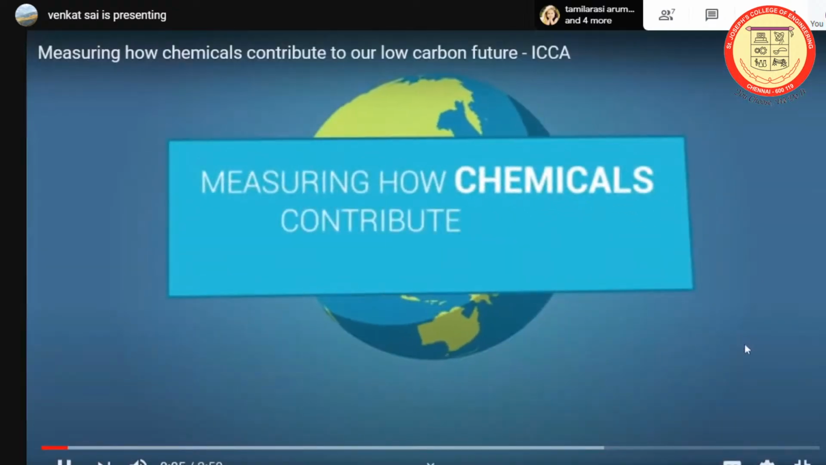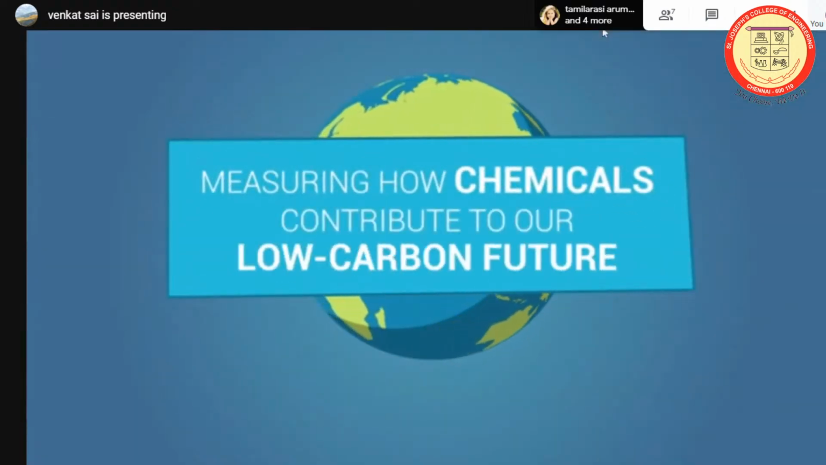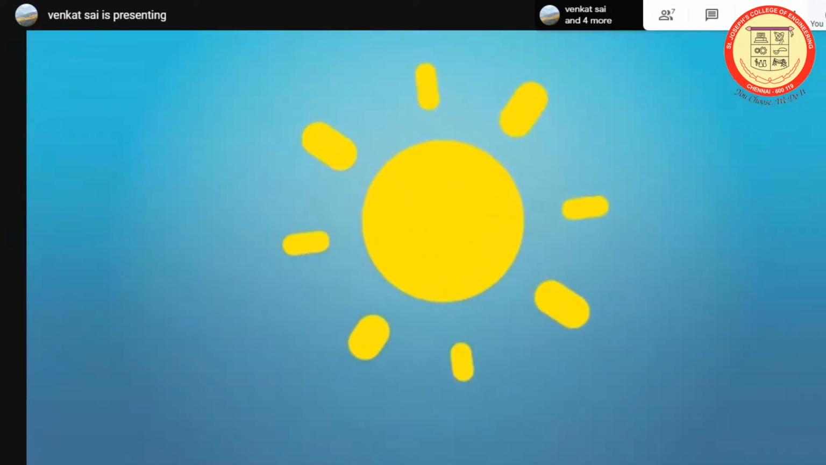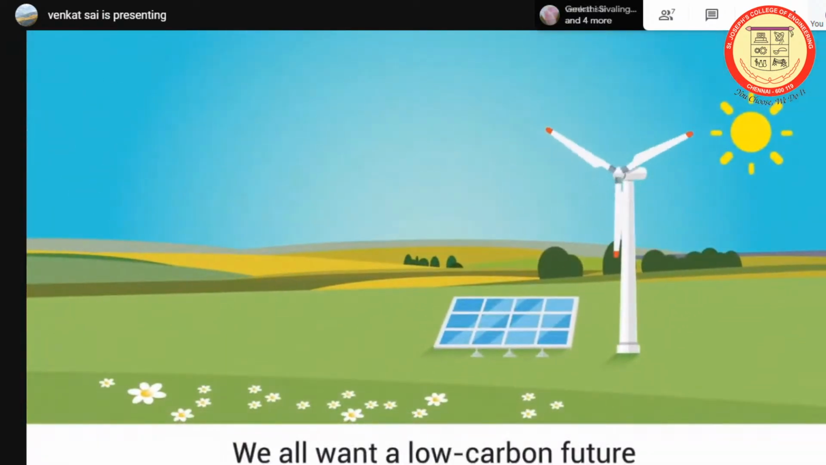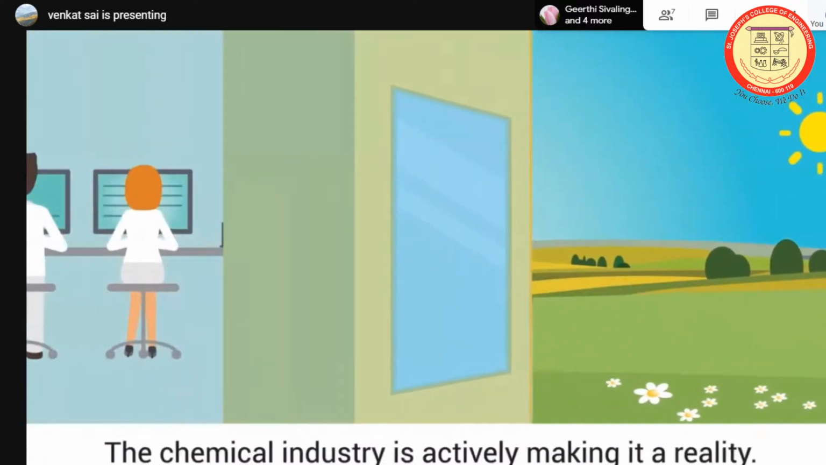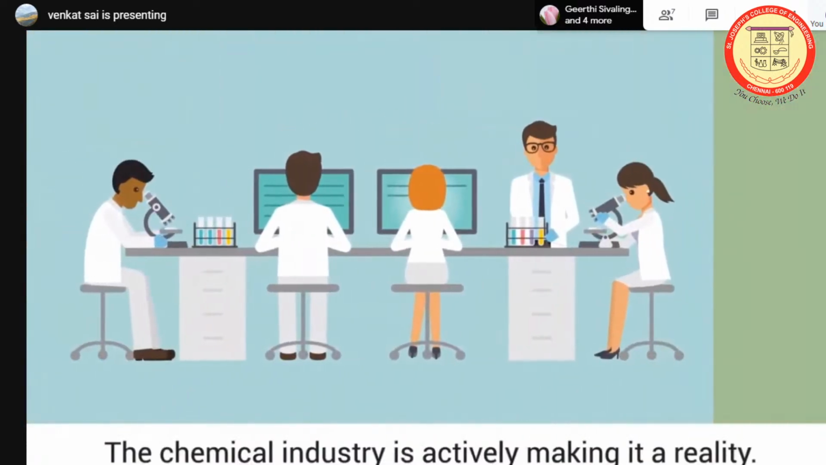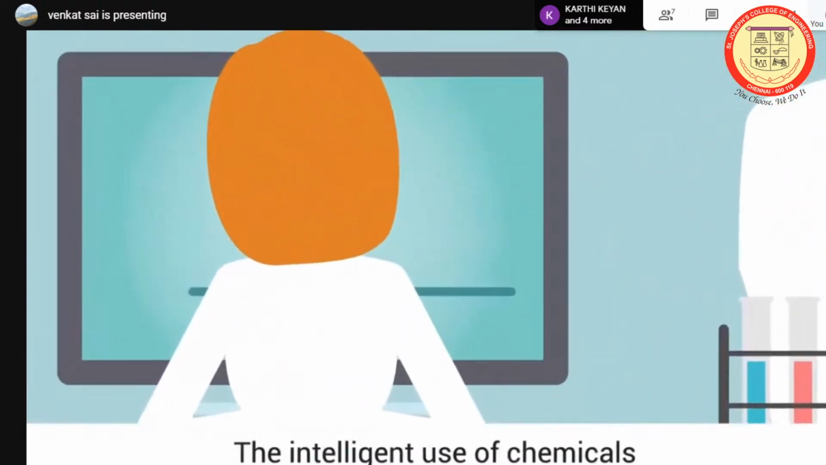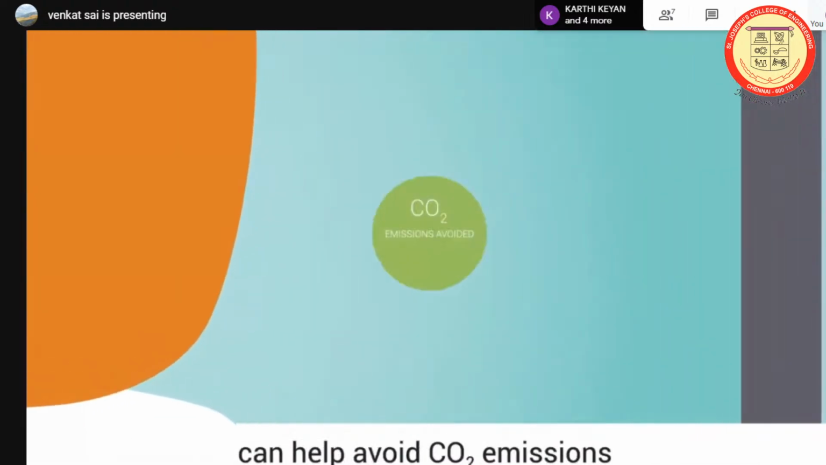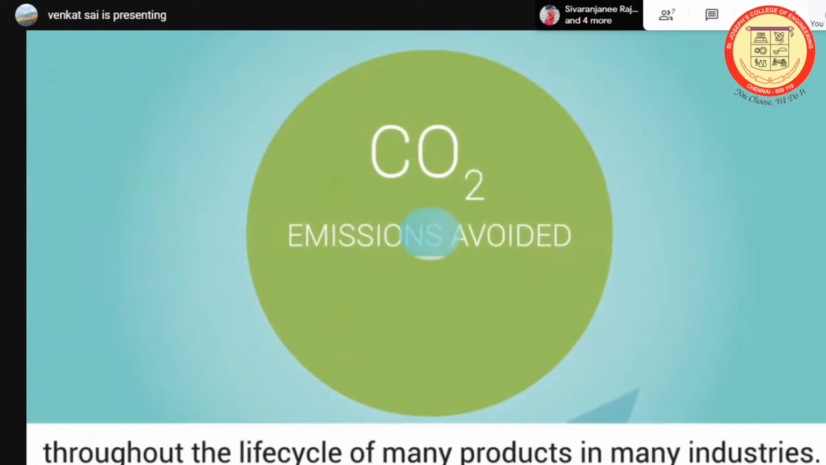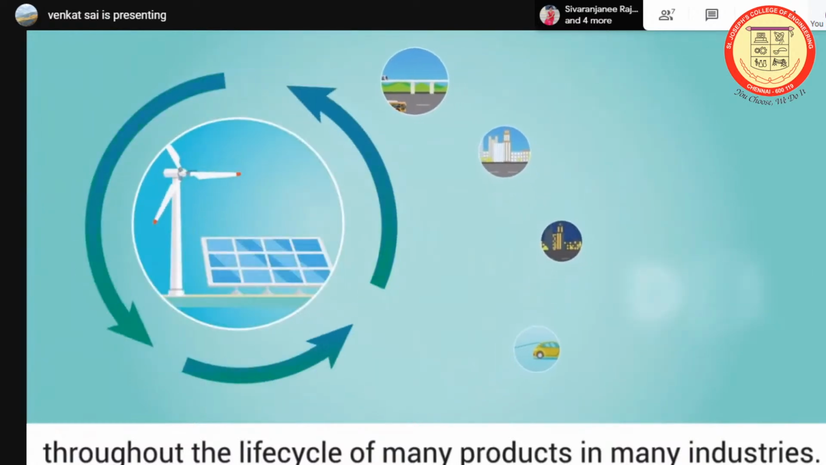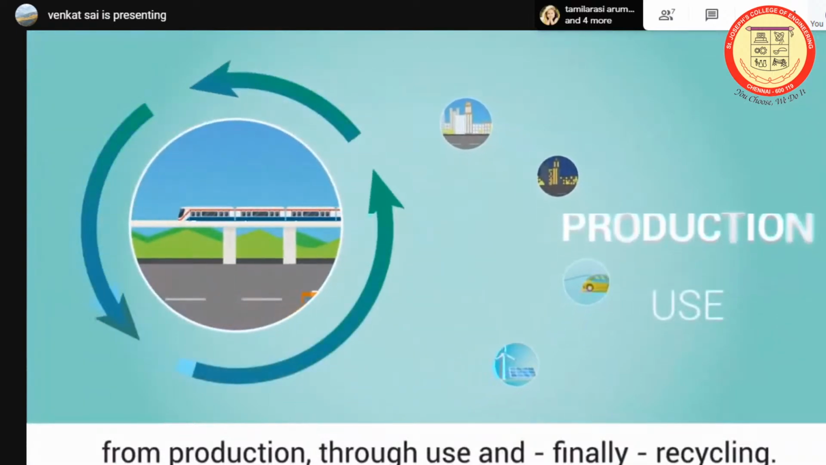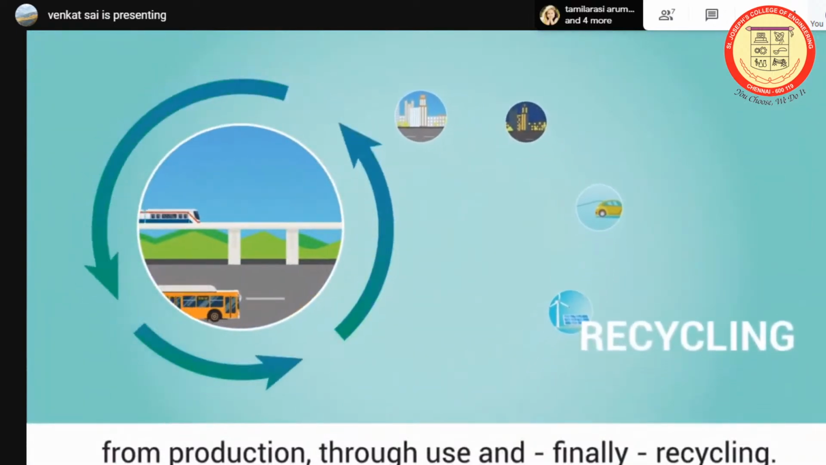Measuring how chemicals contribute to our low-carbon future. We all want a low-carbon future. The chemical industry is actively making it a reality. The intelligent use of chemicals can help avoid CO2 emissions throughout the life cycle of many products in many industries, from production, through use, and finally, recycling.